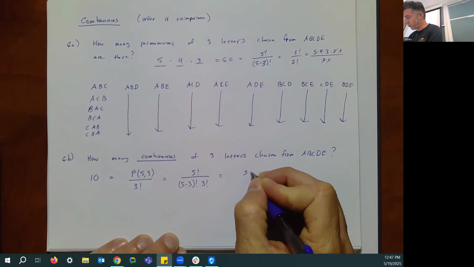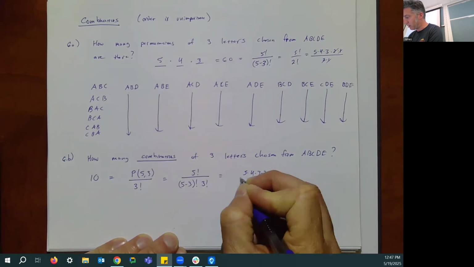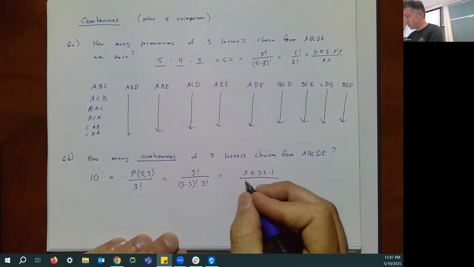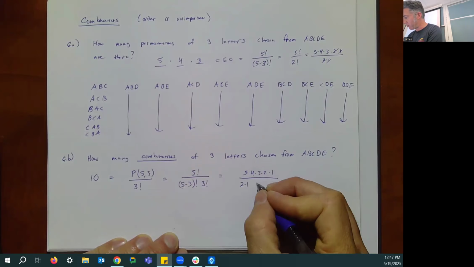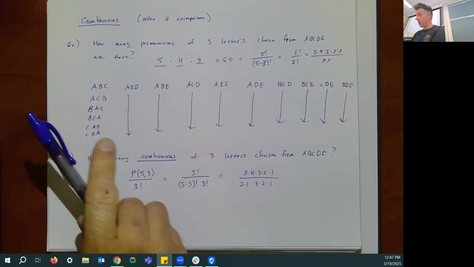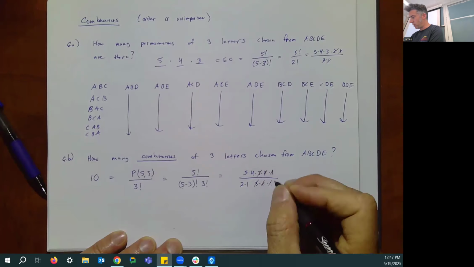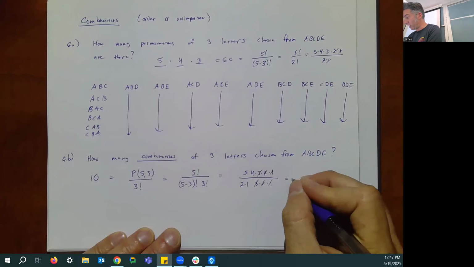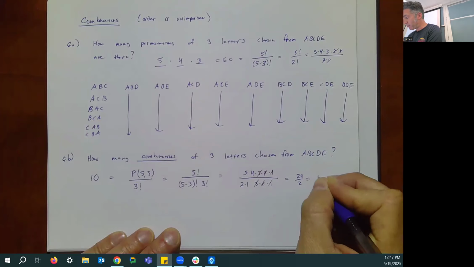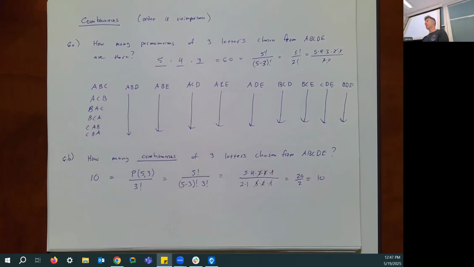That's 5 times 4 times 3 times 2 times 1 divided by 5 minus 3, which is 2 times 1. 3 factorial is 3 times 2 times 1. The 3 times 2 times 1 cancels, and we get 20 divided by 2, which is 10. So typically, the way to think about the number of combinations is you take the number of permutations, but then you divide by the number of ways you can permute the things that you've chosen.